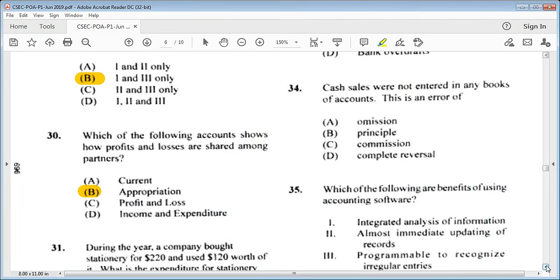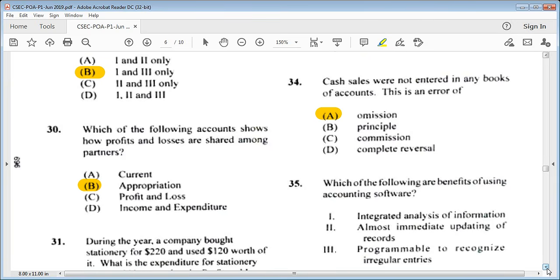Let's move on to 34. Cash sales were not entered in any books of accounts. This is an error of A, omission, B, principle, C, commission, D, complete reversal. The answer is an error of omission. It was not entered. It was omitted.